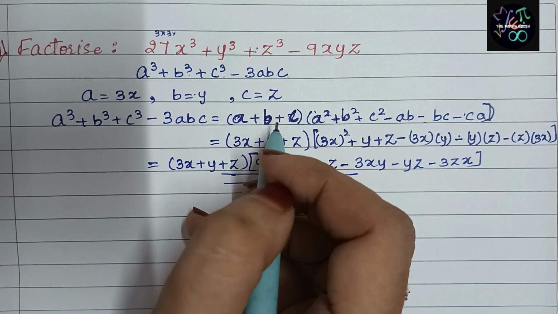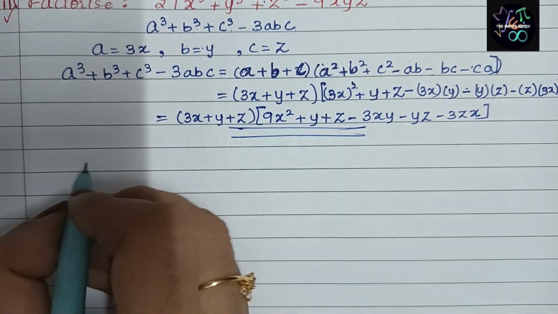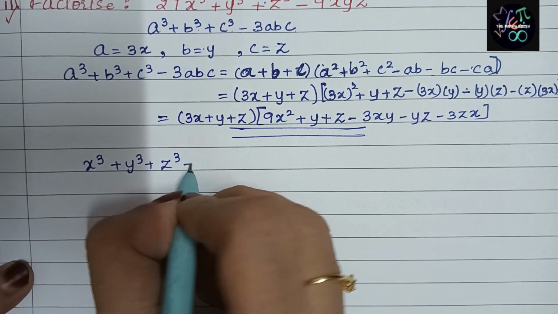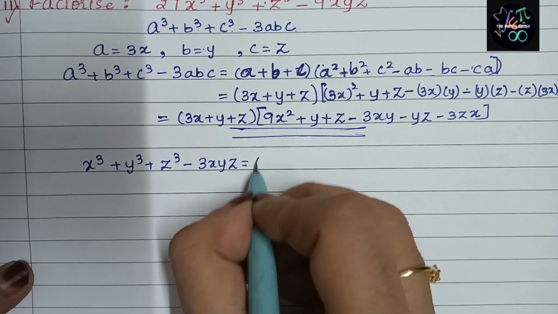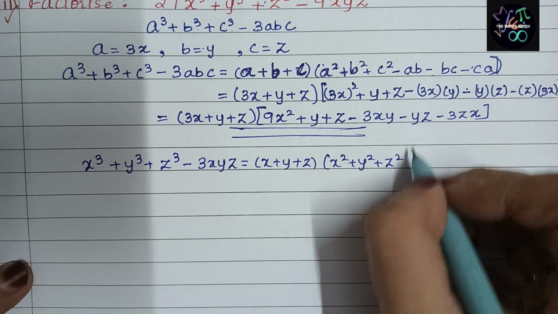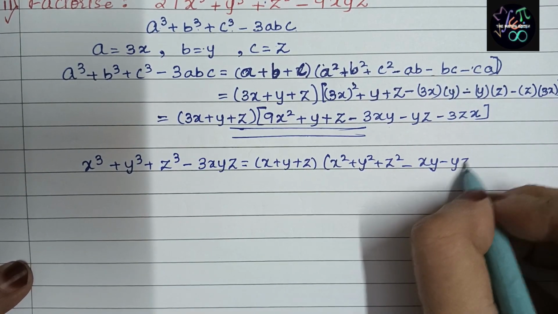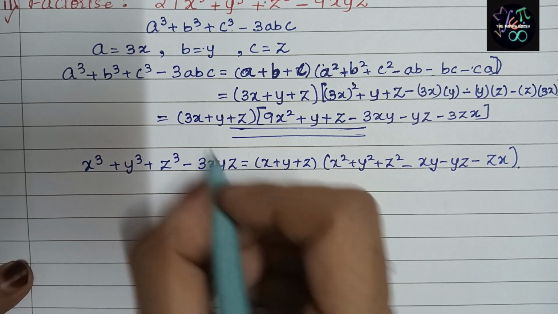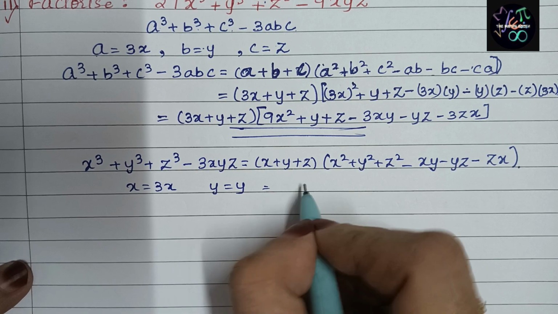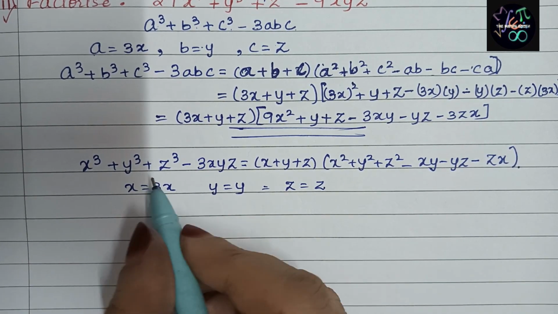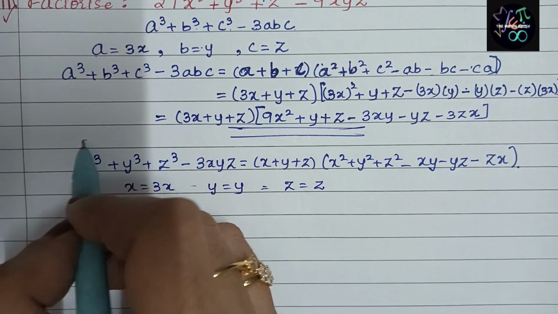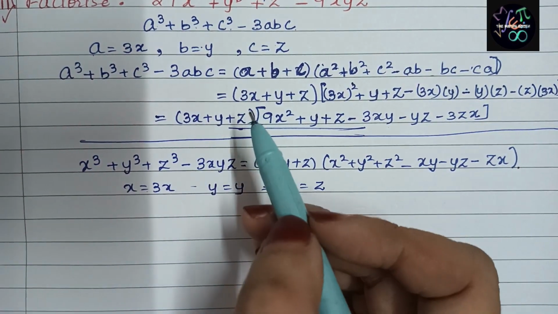Here if we take in terms of x, if I take the formula, how will it be? x cube plus y cube plus z cube minus 3xyz is equal to x plus y plus z, x square plus y square plus z square minus xy minus yz minus zx, this formula. In place of x, what will we write? x is equal to 3x, y is equal to y only, and z is equal to z only. So here we may get confused with x and y, so I have used abc formula so that we can clearly understand. So we got the answer for the 11th question.